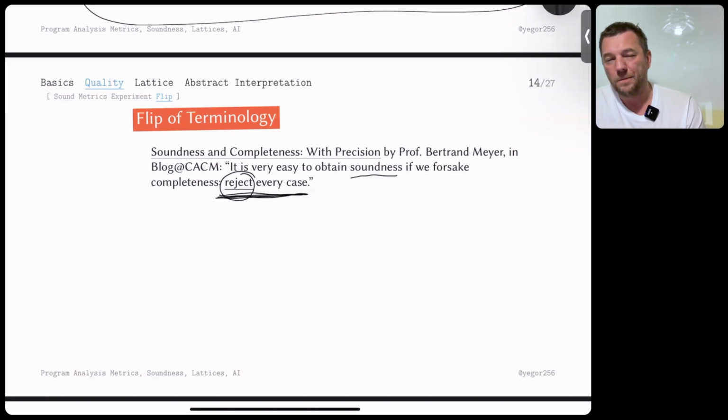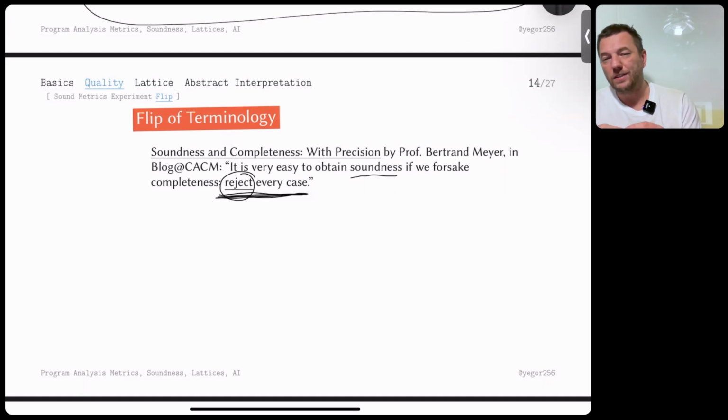A number of months ago, I was writing a paper in this area, and I was trying to put together these soundness and completeness elements in relation to static analysis. I found a number of papers and articles explaining this, including this blog post of Professor Meyer, where he says reject. And I wasn't able to understand why you are suggesting rejecting. To make the analysis sound, instead, the analyzer should accept every case, should say, okay, no problem, no bugs here, go through.